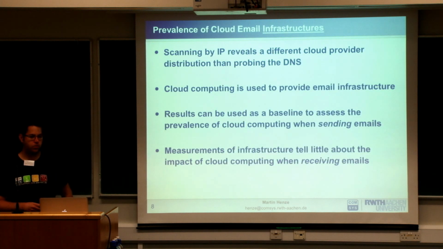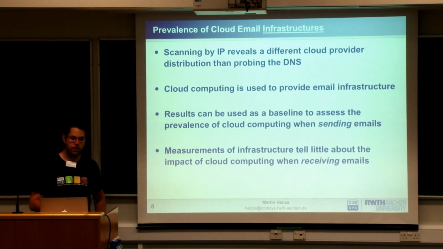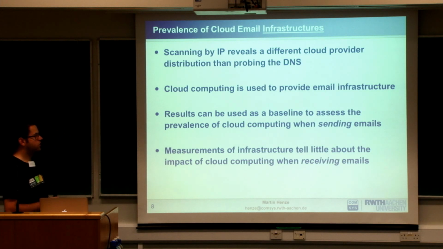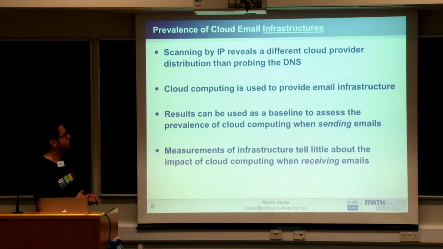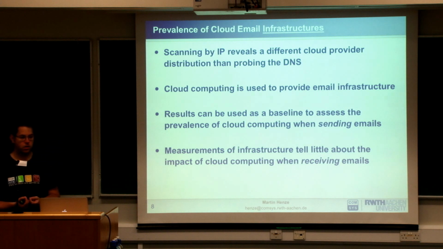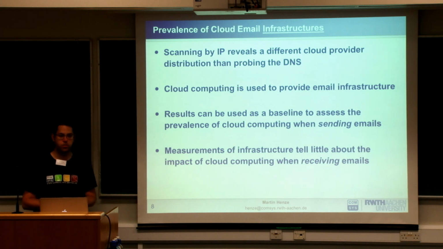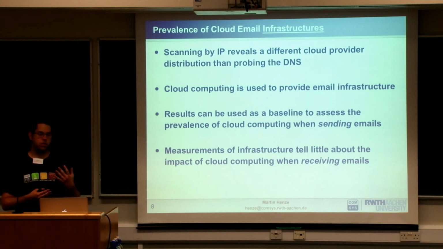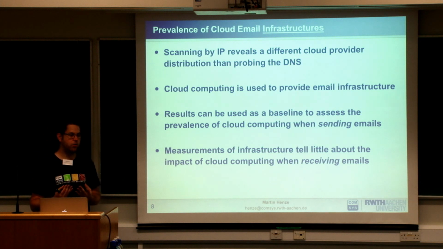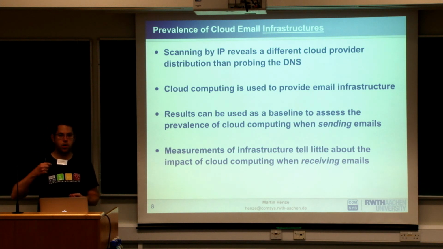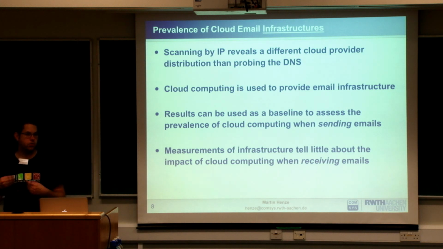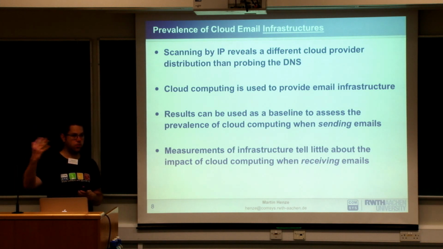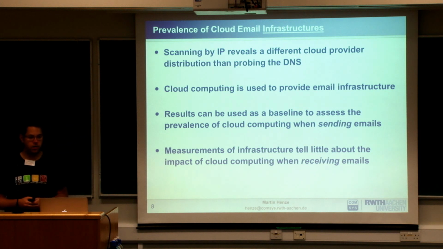So what we can observe from this first measurement is that when we scan the IPs, we get a different picture than when we look at the DNS. But nevertheless, we can tell that cloud computing is definitely used to provide email infrastructure. And these results are a good baseline if you're interested in whether an email you send to someone will end up in the cloud, because you can figure out based on the host name which MX is configured.